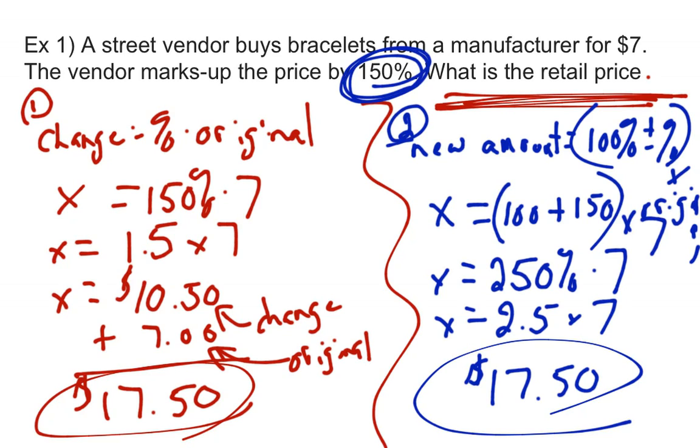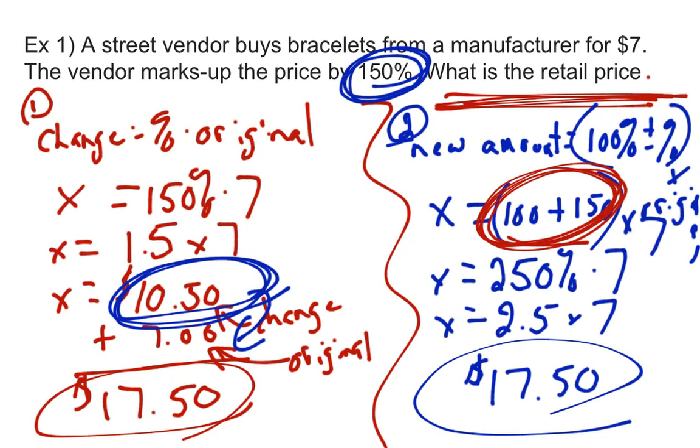And I guess the way I point out to you is the two ways is at some point you're always going to add something on. So either you figure out the price that it's going to go up by, the $10.50, and then add that on to the $7. Okay, or you're going to add the percent on right away by adding the percent to 100, and that takes care of it also. So those are the two ways that we're going to do it today.